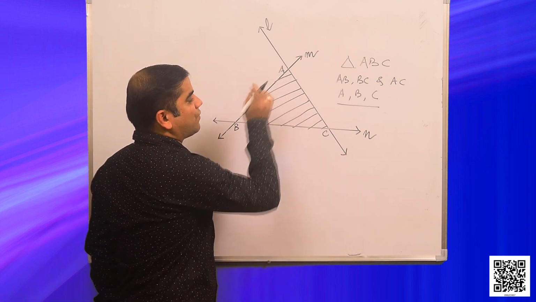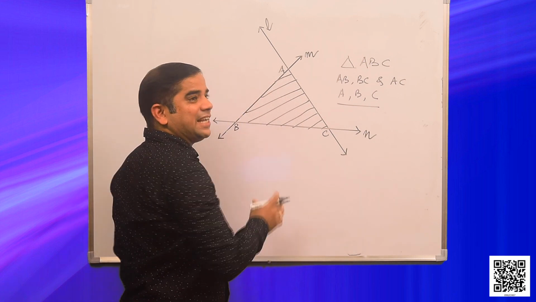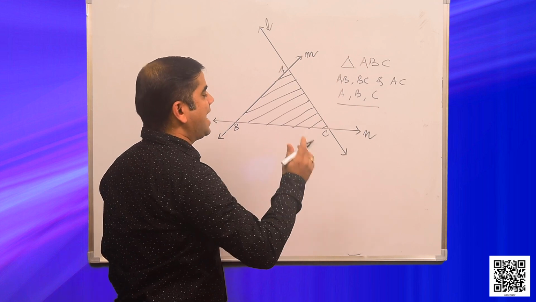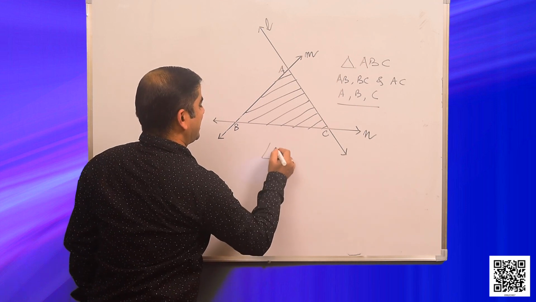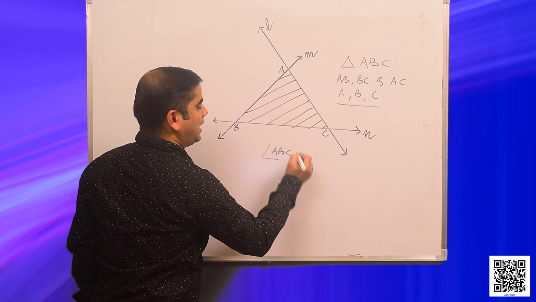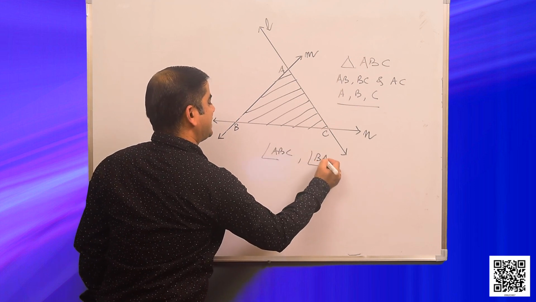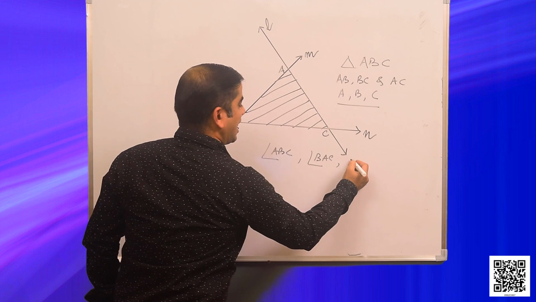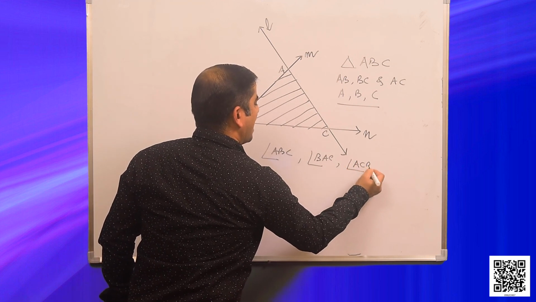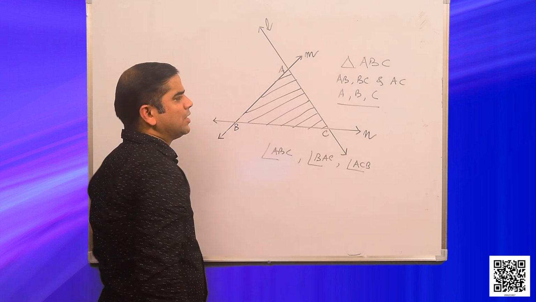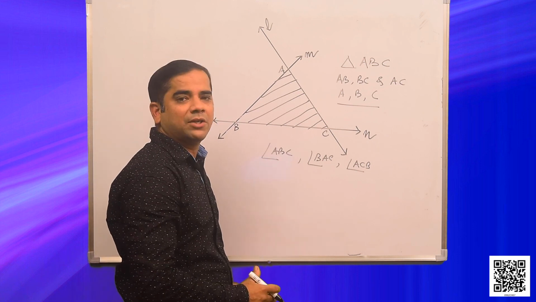So, at every vertex, the triangle is forming three different angles. Those are angle ABC at vertex B, angle BAC at vertex A and angle ACB at vertex C. So, these are the basic concepts of a triangle.